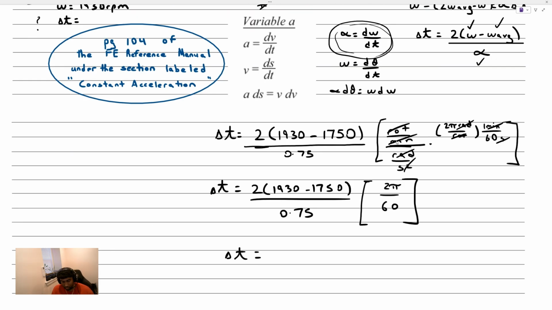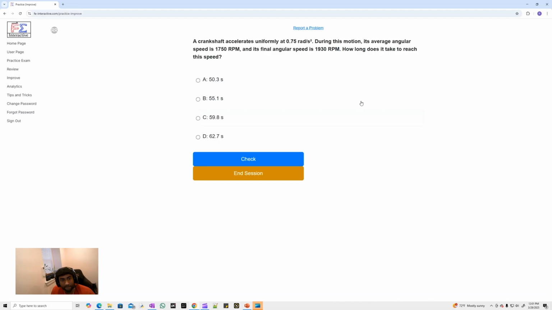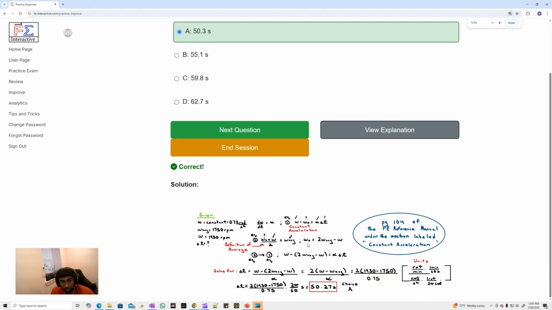Let's finish up this question. Let's check that answer here. 50.26 seconds is pretty close to 50.3 seconds. Check, and we can view the explanation and quickly review what we just spoke about.